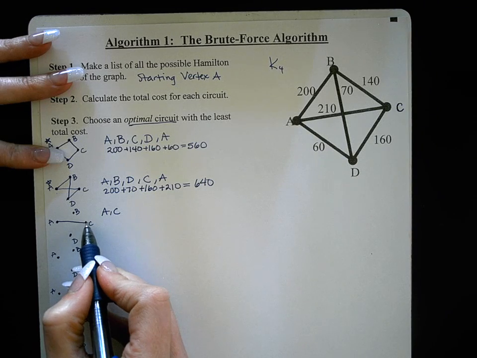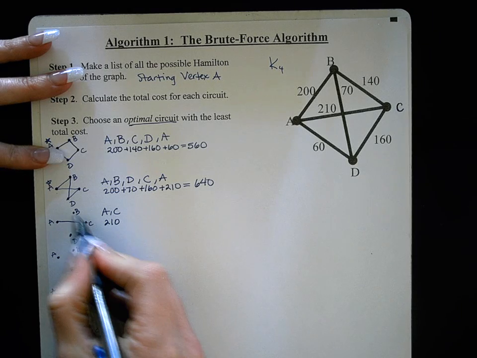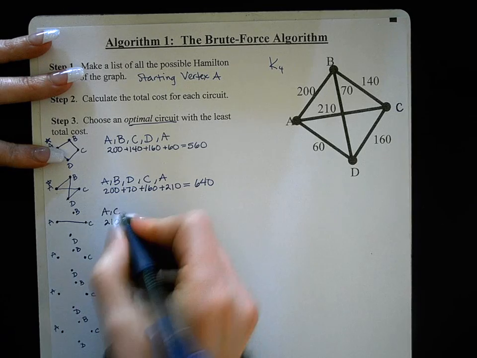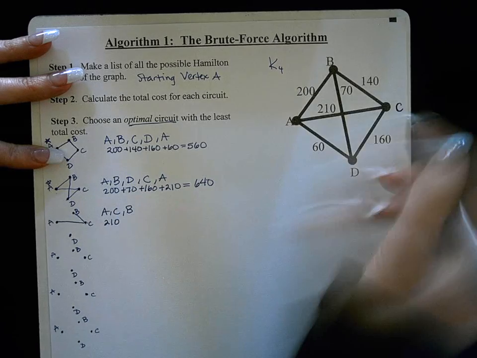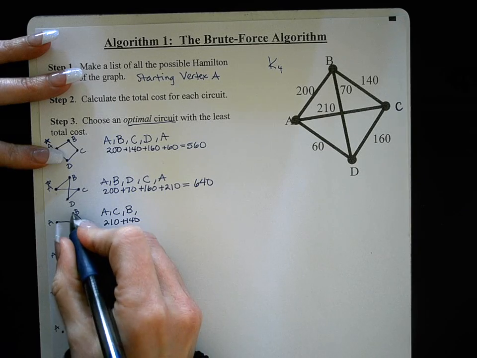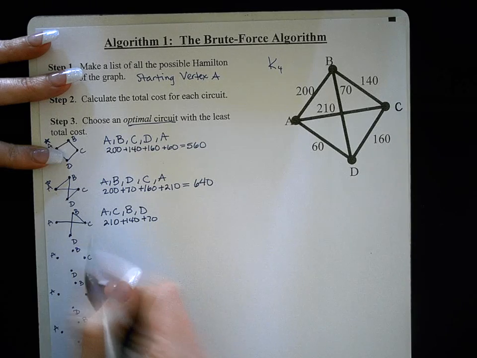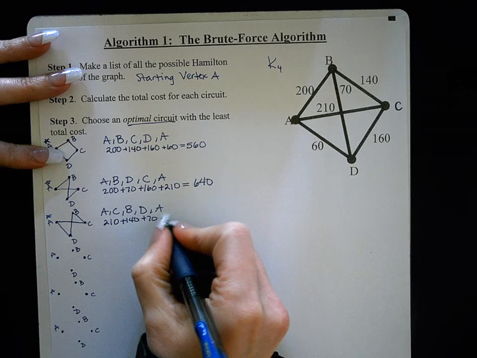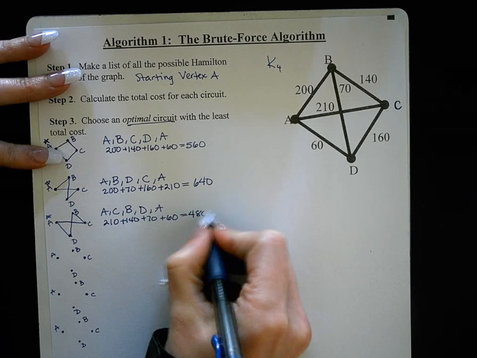Now from A to C, starting that leg first, which is 210, we have 2 options again. We can go to B or we can go to D. How about let's go to B first, and then on the next one we'll go to D. So A to C is 210, and then we're going to go to B. From C to B, it's 140. From B, we have to go to D. From B to D, it is 70. We've been to every vertice. Now it's time to go home, back to A. From D to A is 60. And that is for a total of 480.